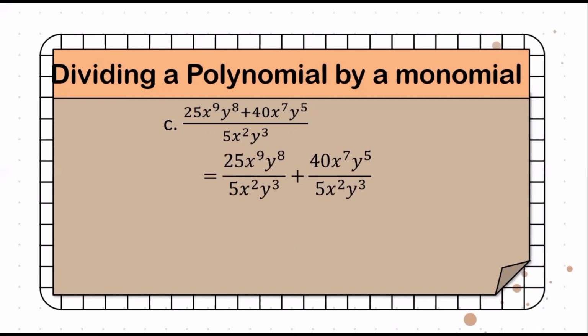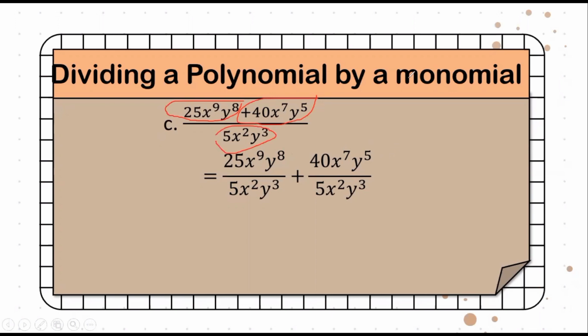So the first thing that you need to do is you have to identify the terms given in the polynomial. Ano ba yung binigay na terms doon sa polynomial? So meron tayong 25x raised to 9y raised to 8 at positive 40 x raised to 7y raised to 5. What will you do with the two terms of our polynomial given? We divide it to the given monomial. Ayan po. Kaya, ayan na po siya. 25x raised to 9y raised to 8 divided by 5x squared y cubed plus 40x raised to 7y raised to 5 over 5x squared y cubed.